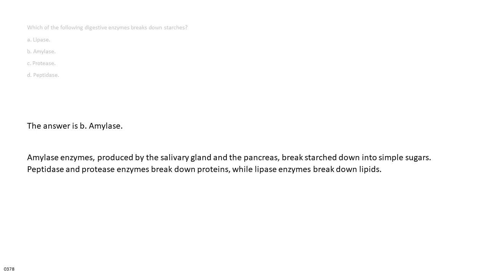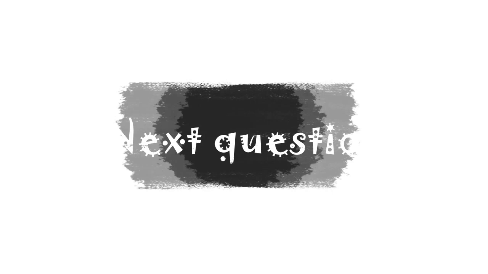Amylase enzymes, produced by the salivary gland and the pancreas, break starch down into simple sugars. Peptidase and protease enzymes break down proteins, while lipase enzymes break down lipids.